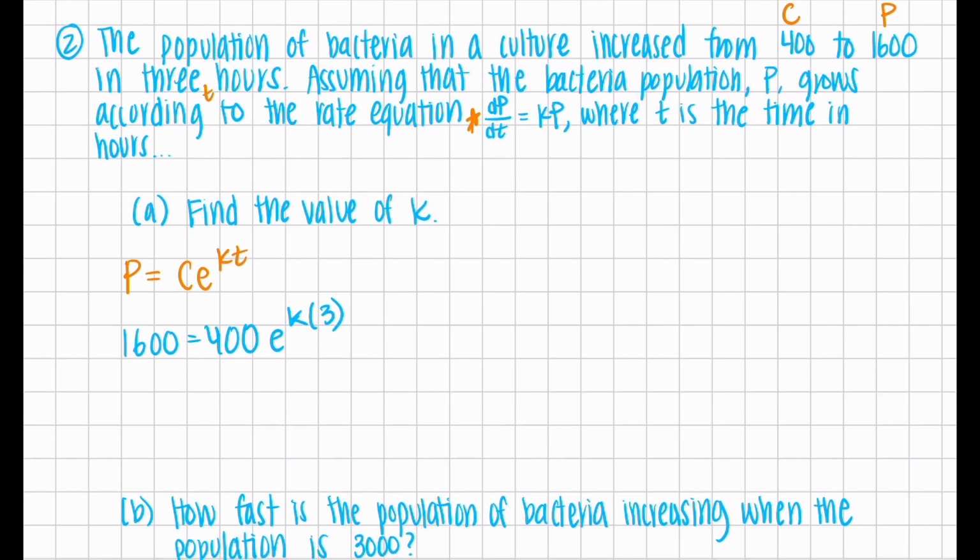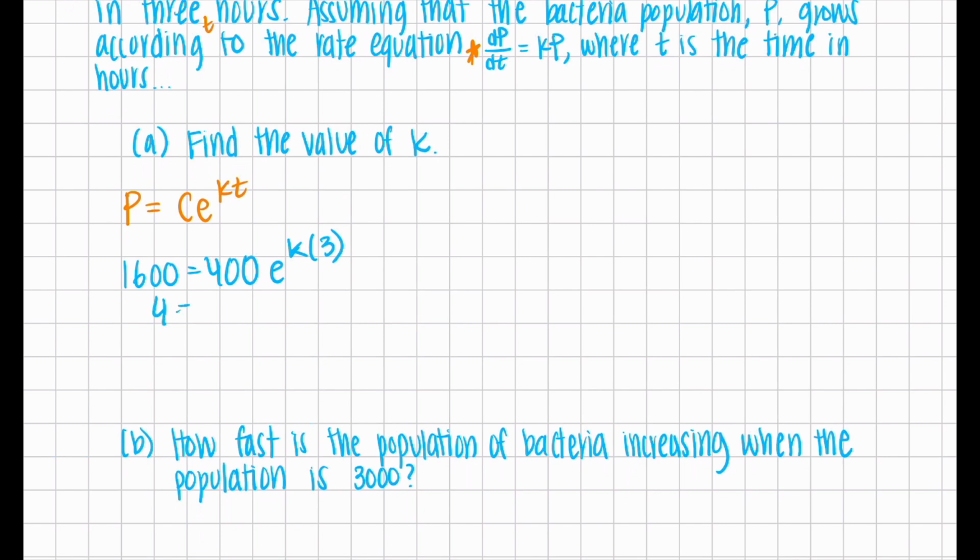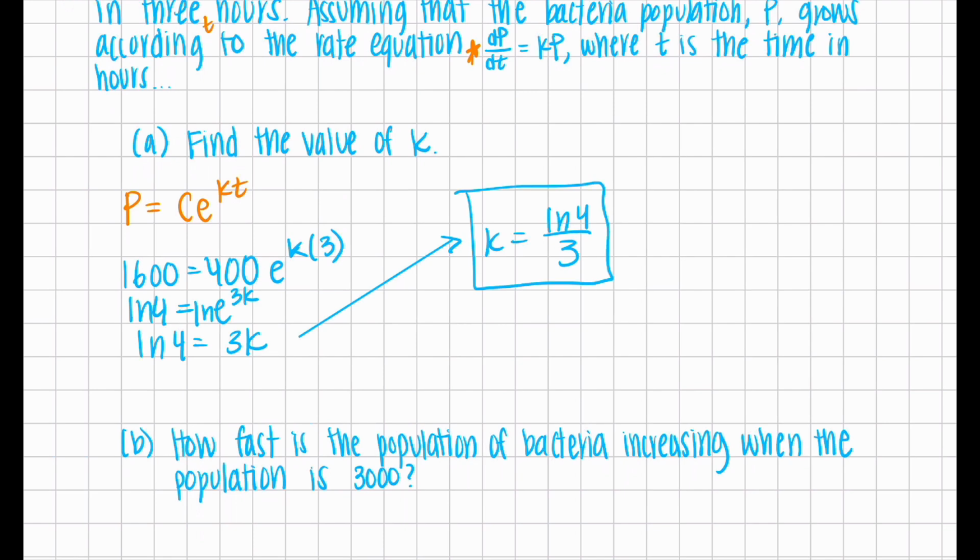And let's solve for K. So I'm going to divide by 400 on both sides. I get 4. Natural log both sides. And we get that K equals natural log of 4 over 3. And that was part A.